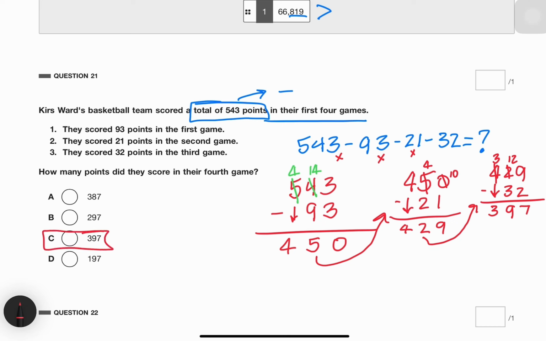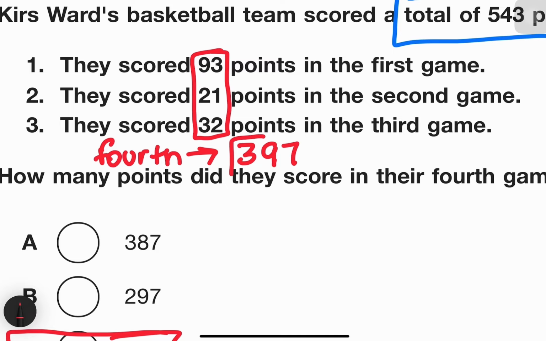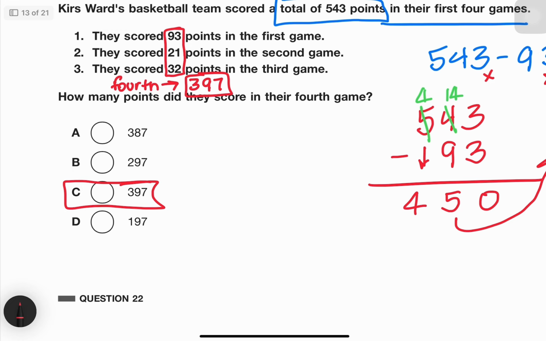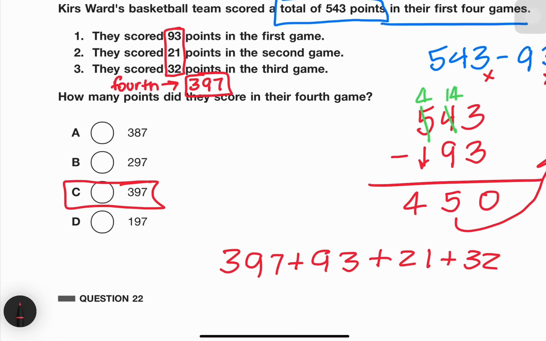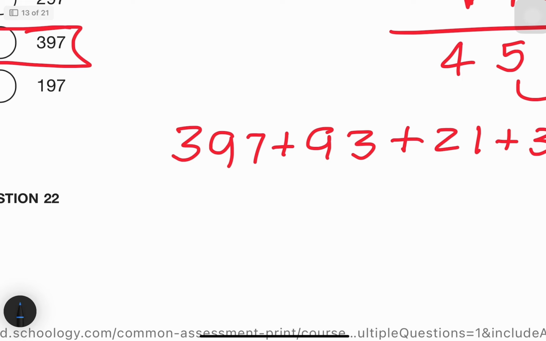Now to check my work here, because you always have to check your work with subtraction, you can simply say that in the 4th game, that equals 397, and you can add up all of these numbers to determine if that gets you to your total of 543. So I can do 397 plus 93 plus 21 plus 32. And again, I'm just checking my subtraction here to see if I'm correct, and I can use the V method here to make that determination.